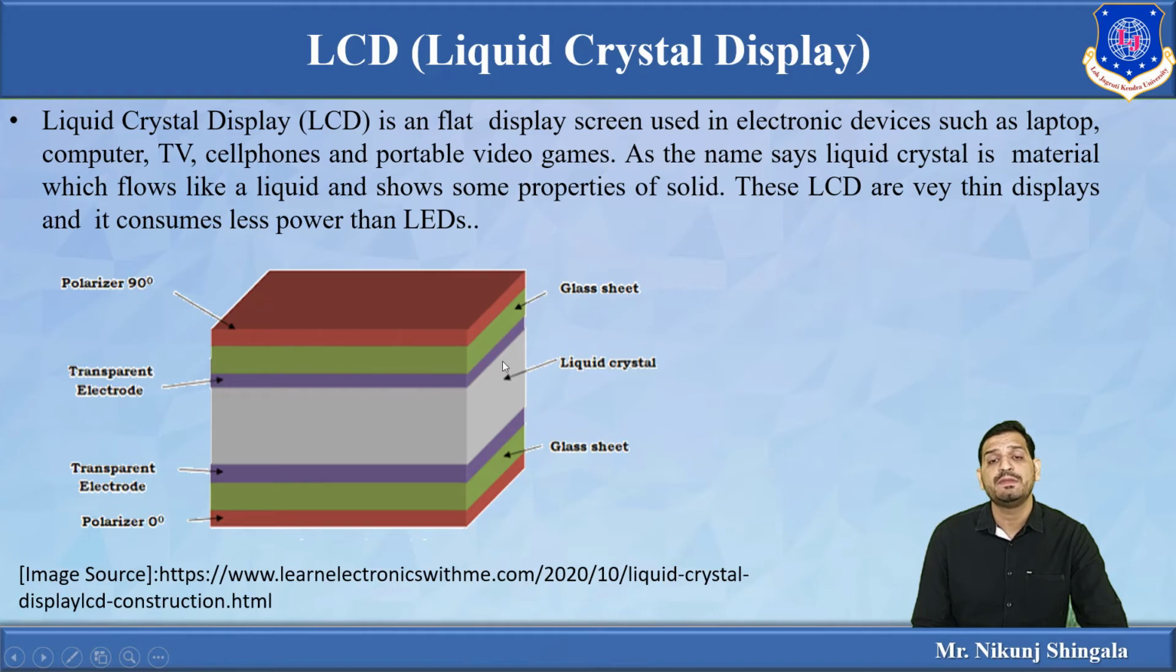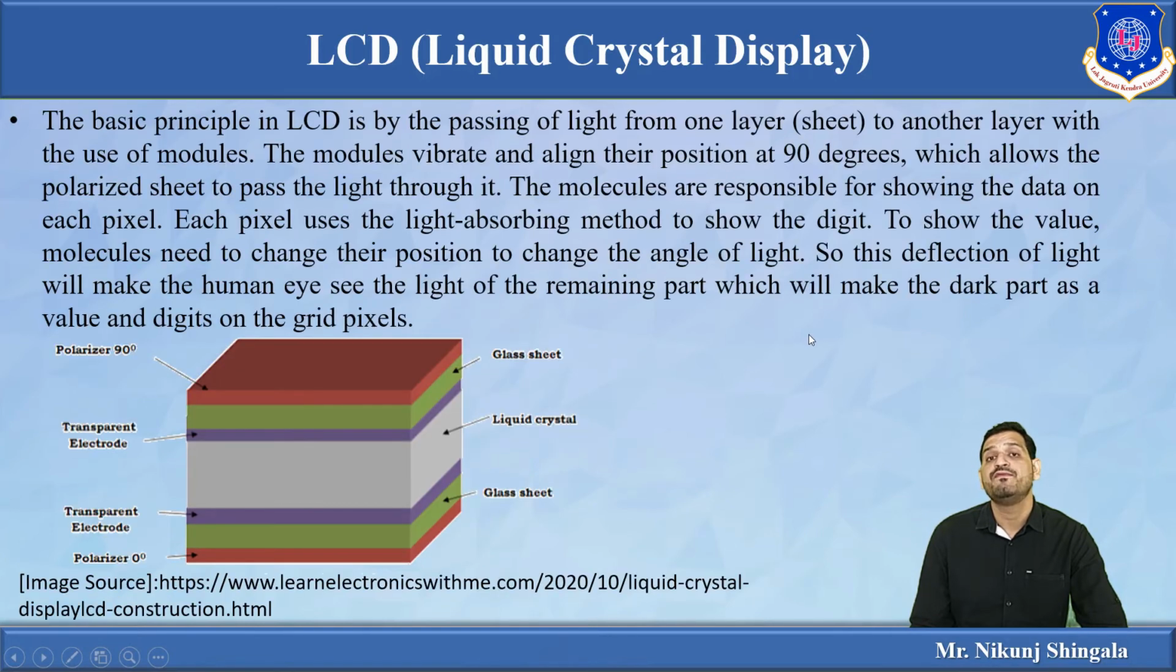It consists of a thin layer of liquid crystal which is sandwiched between two transparent glasses. You can see these transparent glass sheets, and two transparent electrodes are also there. Based on this layer, two polarizers are there, which are used to deflect the light of the crystal. Now let us see how an LCD works.